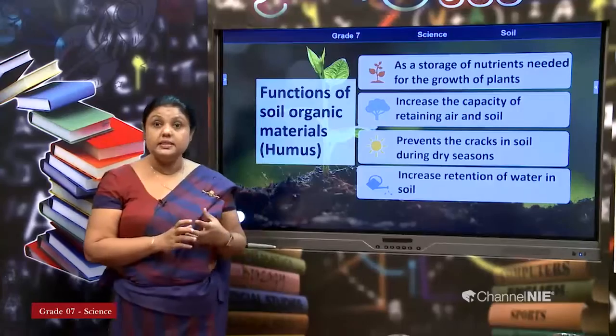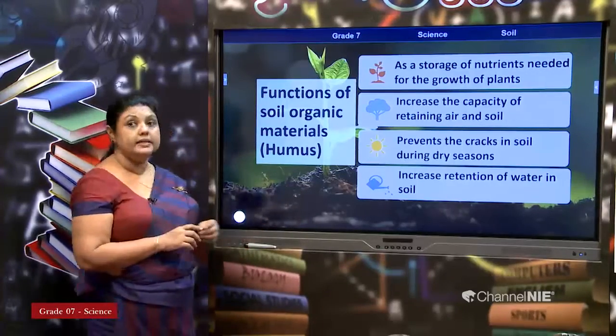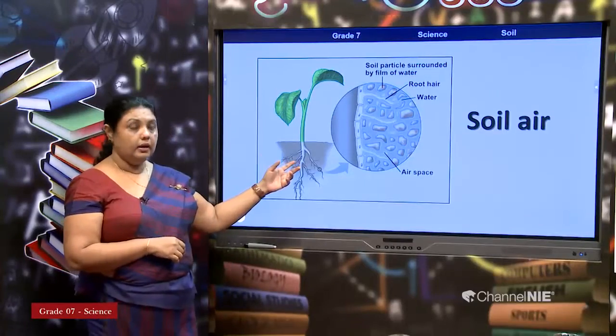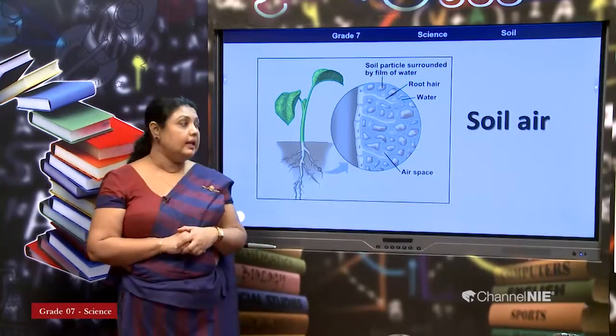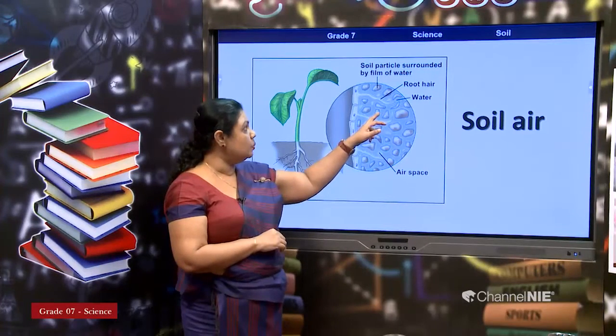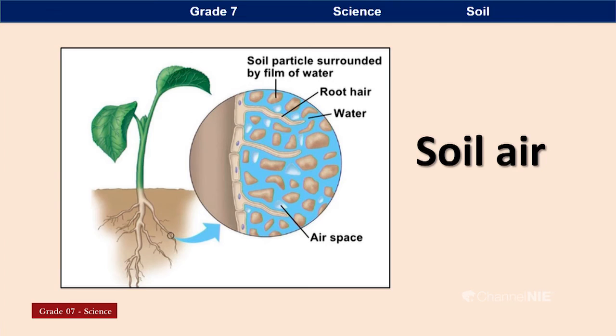When humus is there, retention ability is really high. So, here you see how soil air looks like. Air spaces can be seen this way. Can you see the air spaces?